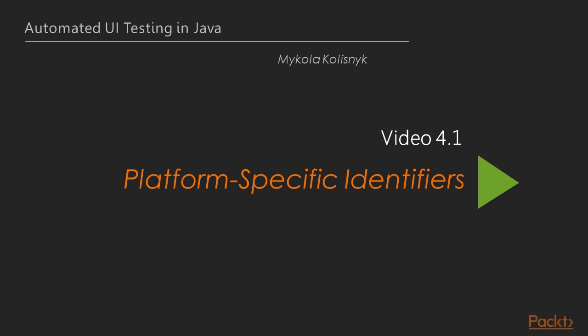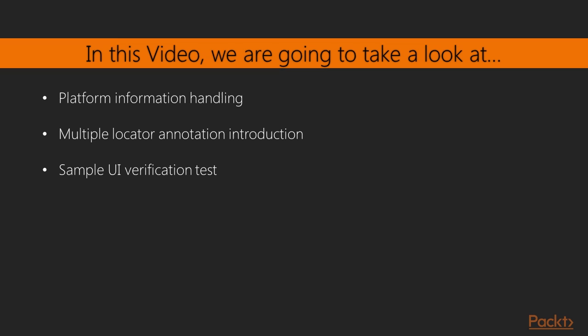In first video, we'll take a look at platform-specific identifiers. They normally appear when we operate with same application implemented under different platforms. In this video, we'll introduce the enhancement which handles platform information. We'll create functionality supporting multiple object locators for the same element and apply changes to choose the most appropriate locator for the platform. In the end, we'll create an example which verifies objects on page using platform-specific locators.